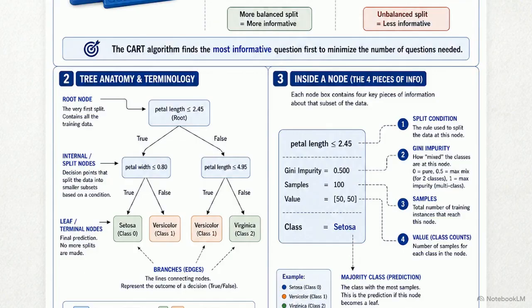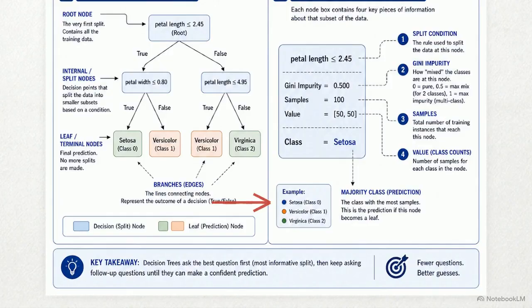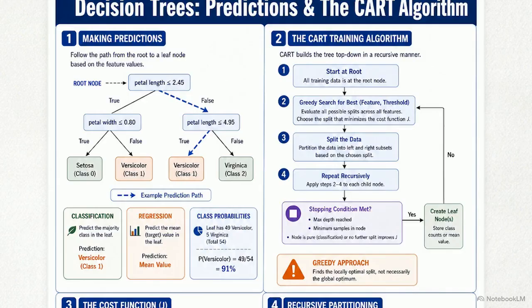When the data finally reaches a terminal leaf node, the model makes its final output based on a simple majority vote. Whichever class has the highest count in the value array becomes the prediction. This node-by-node architecture ensures that every individual prediction is traceable and interpretable by humans. To find those split conditions, the model relies on the CART training algorithm.